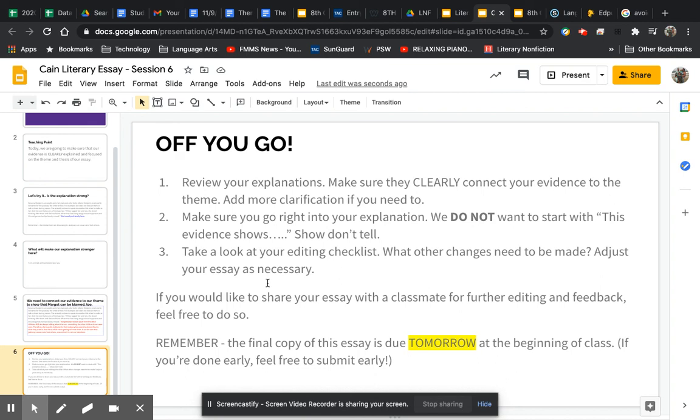If you get all of that done and you feel like you want one more person to look over this, and you would like a classmate to check yours, connect with somebody and share it with them and ask them to check it, okay? And what does it say up here? When's your final copy due? Tomorrow, which is Friday. Okay? So tomorrow, Friday. All right, go ahead and start working.